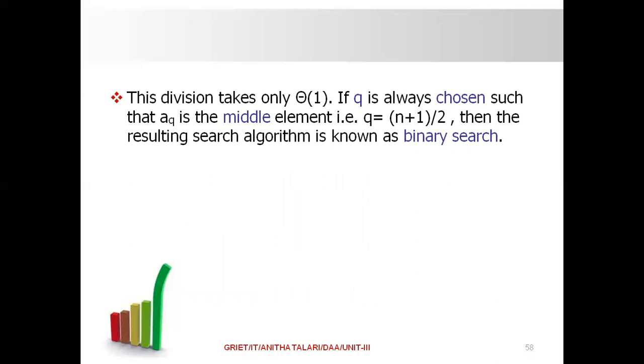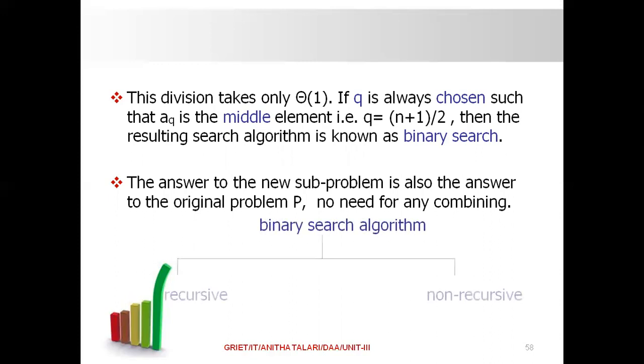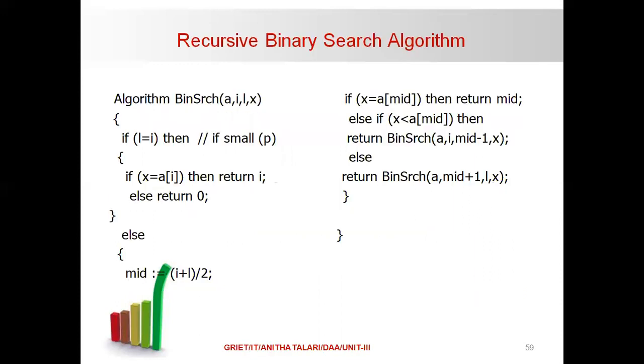If q is always chosen such that A_q is the middle element, then the resulting search algorithm is known as binary search. The answer to the new subproblem is also the answer to the original problem P. So in this case, we don't require any additional combine function. The binary search algorithm can be written in a recursive manner or a non-recursive manner. Let's see both versions of the binary search algorithm.